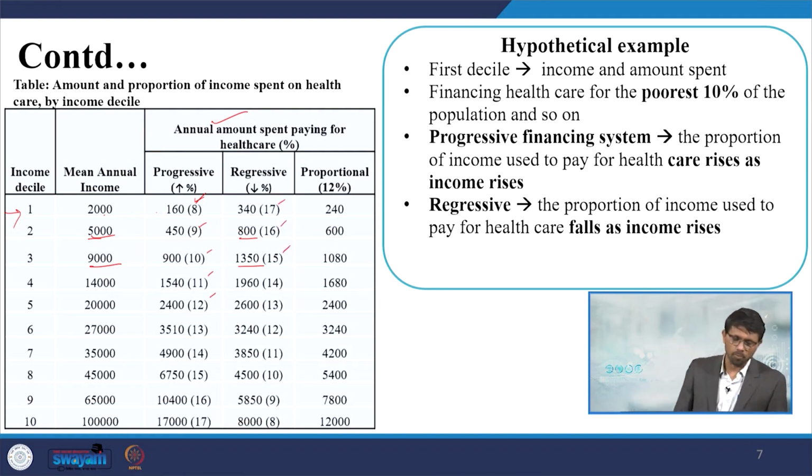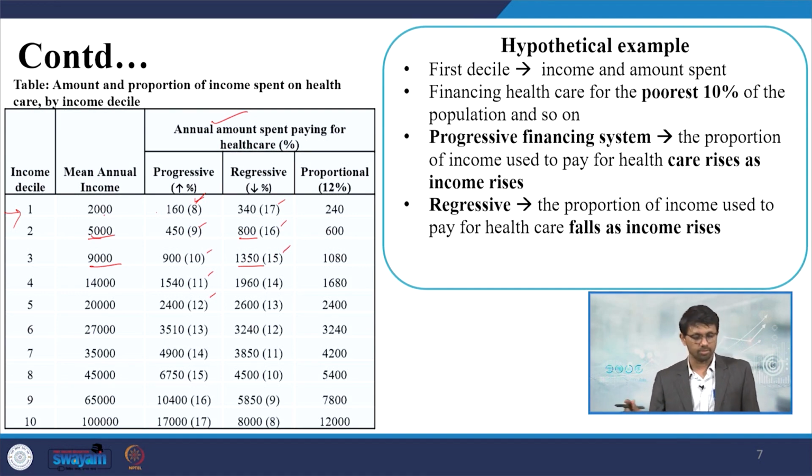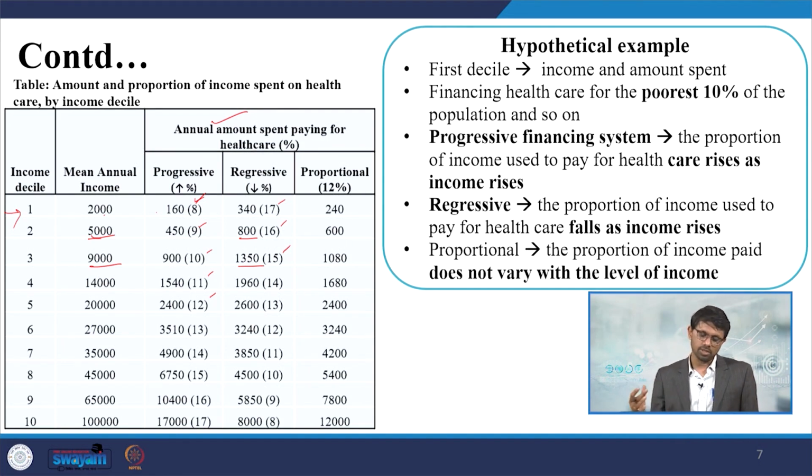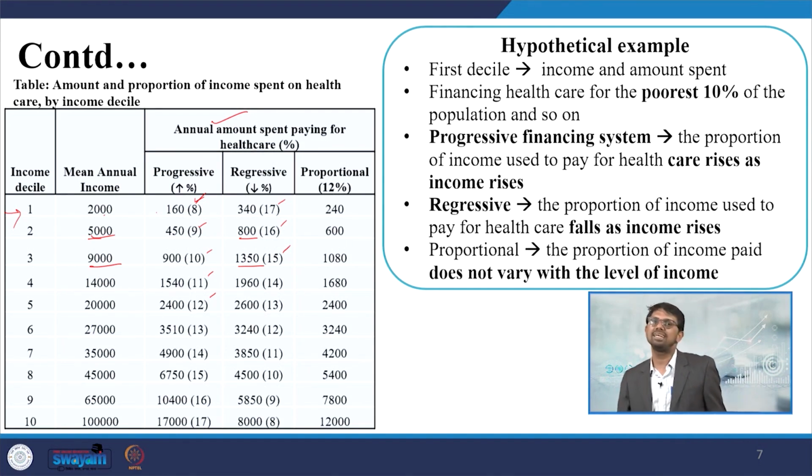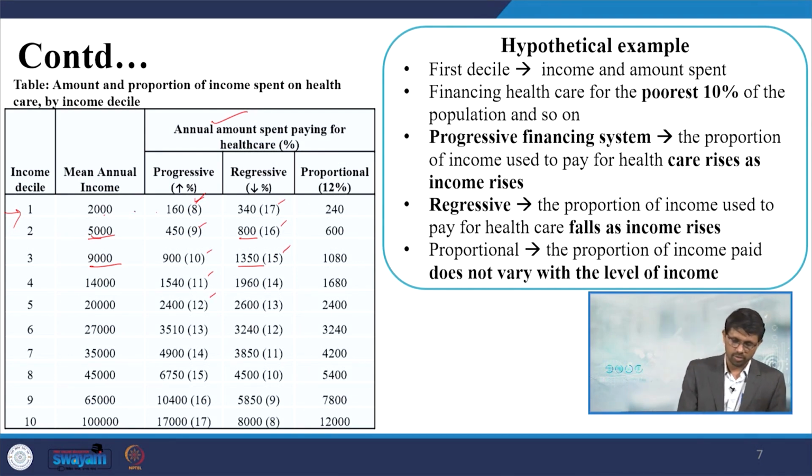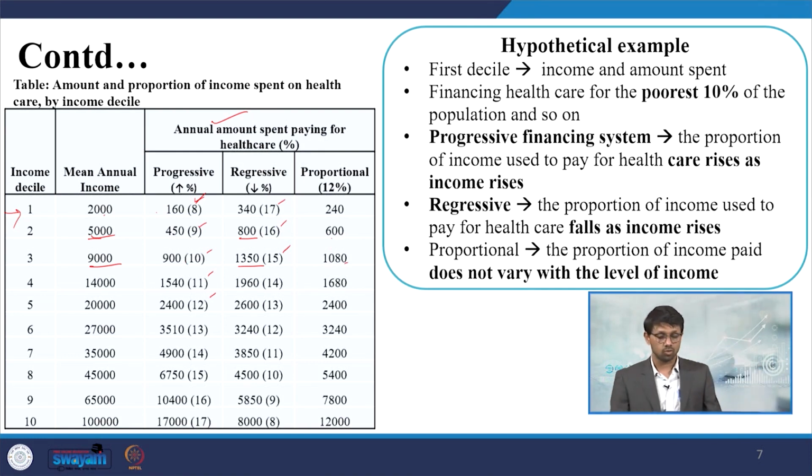You can see the topmost income earners, the richest income group, the top 10 group, spend comparatively very little, only 8% of their income on healthcare. Whereas the bottom are incurring or bearing more cost for healthcare. Hence, this is called regressive. Whereas in the case of proportional, every time it is a fixed proportion. So, you can see 240 divided by 2000, then 600 divided by 5000, and 1080 by 9000, etc. These boil down to only 12%.